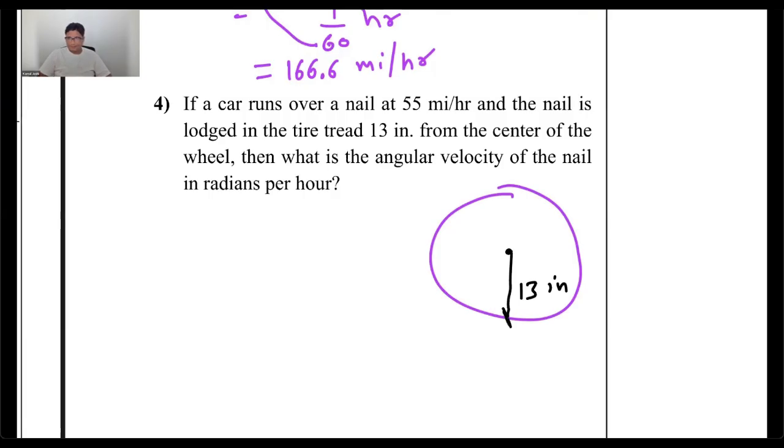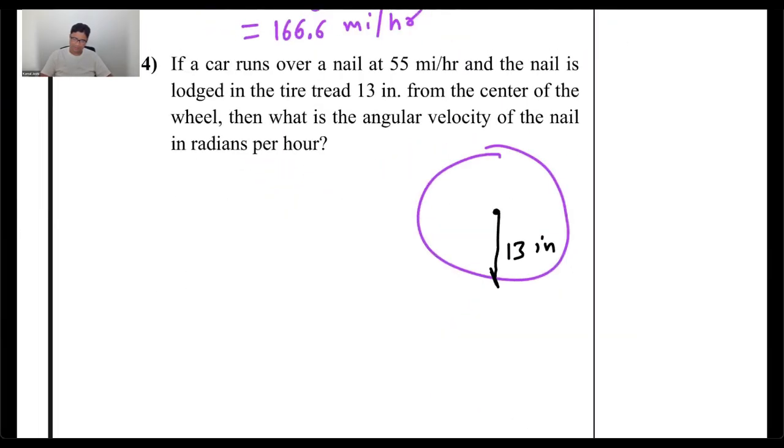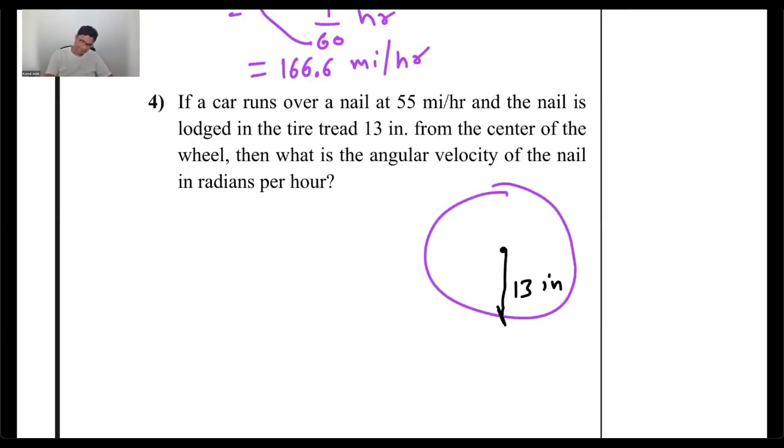And what is the angular velocity of the nail in radians per hour? So this nail, in 1 hour, how many radians will it make? So this is converting from linear to angular. All right. So V is R alpha, which means the angular velocity alpha can be written as linear divided by radius.